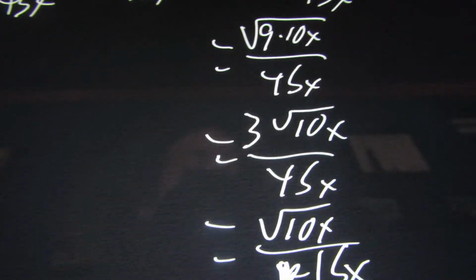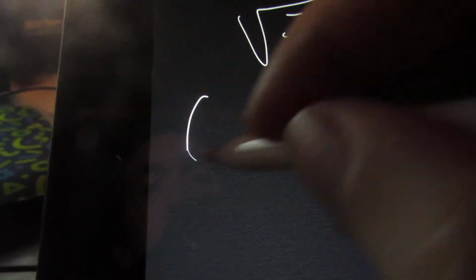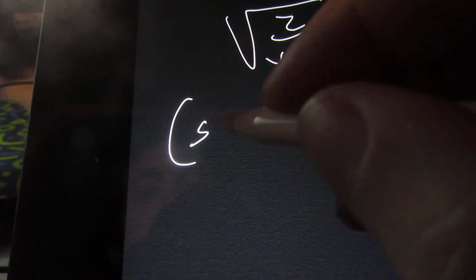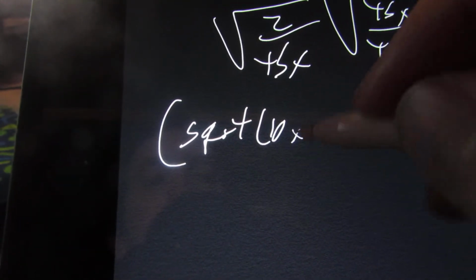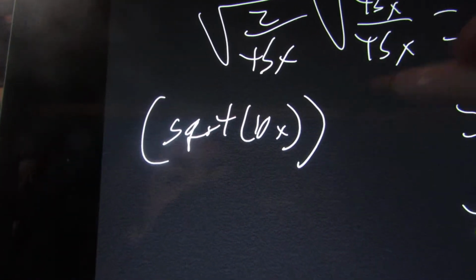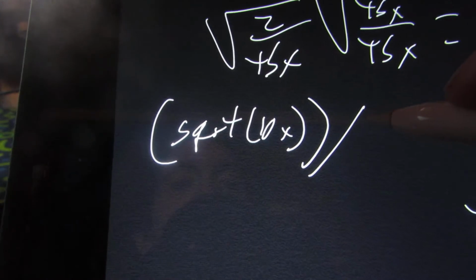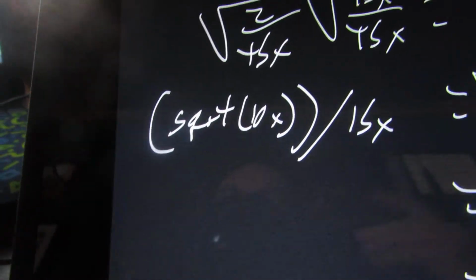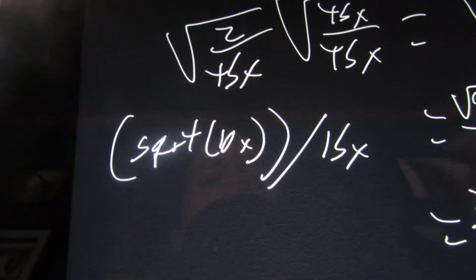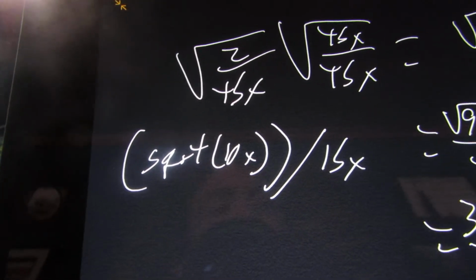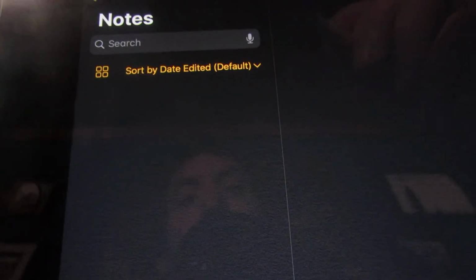have a square root over a number. You could put in parentheses square root of 10x, close the parentheses again, and then divided by 15x. Or, like I said, it's easier just to use the math quill where you can use the symbols.